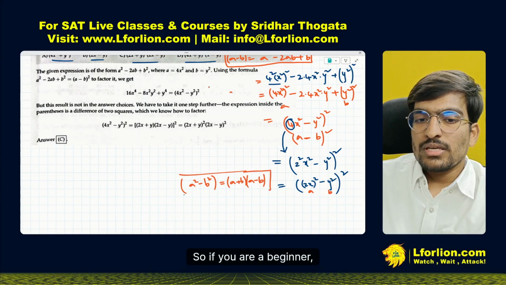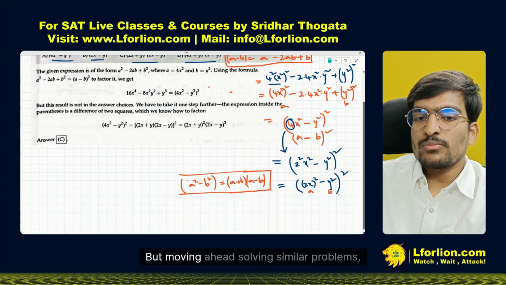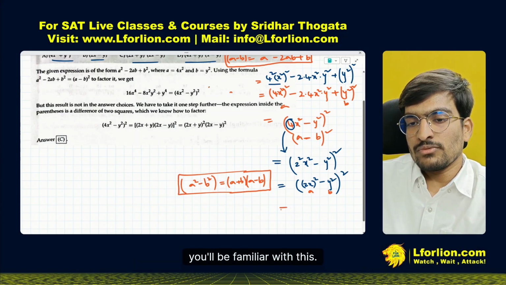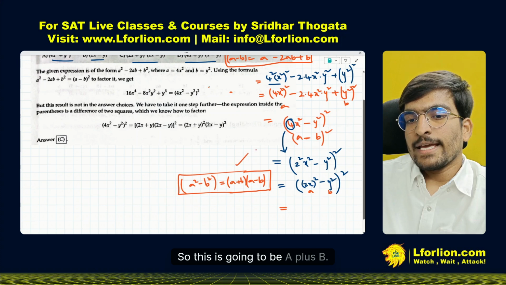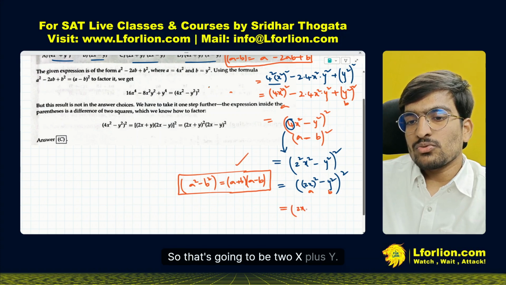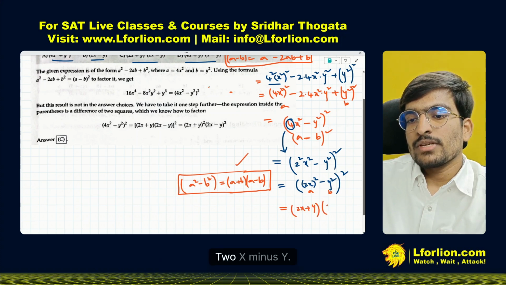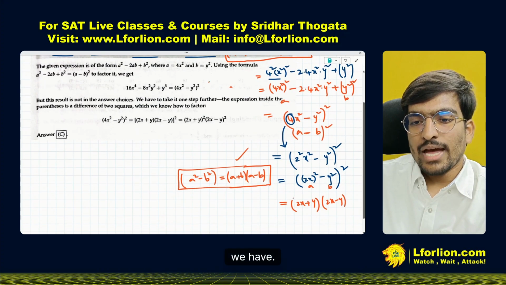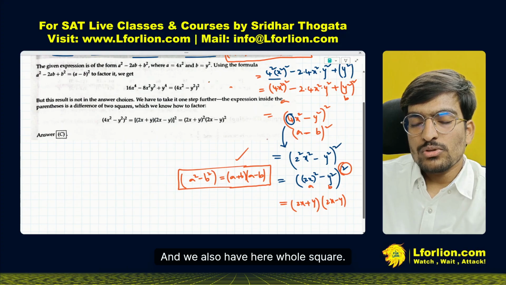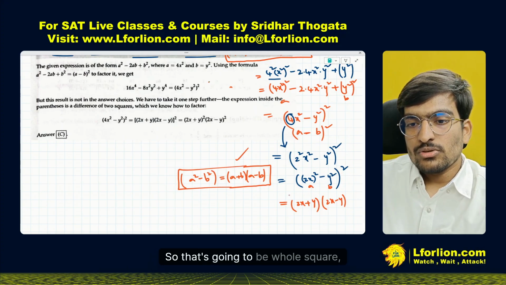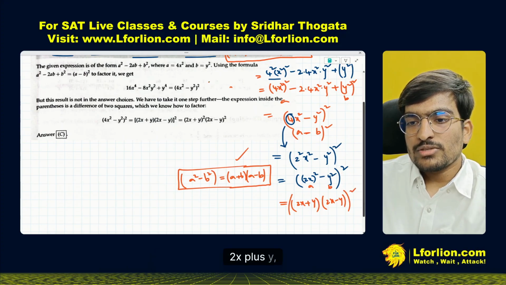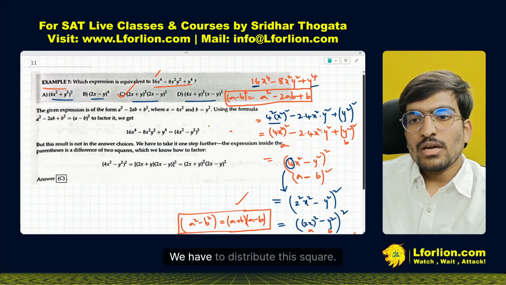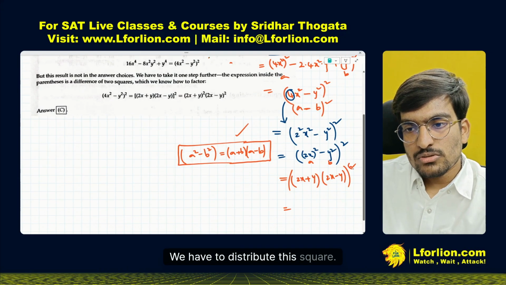If you're a beginner, it's new for you, but moving ahead, solving similar problems, you'll get ideas and be familiar with this. So this is going to be a plus b, so that's going to be (2x plus y)(2x minus y). Do we have that option? Yes, we have. And we also have the whole square here, so that's going to be whole square: (2x plus y)(2x minus y). It's option C. We have to distribute this square.